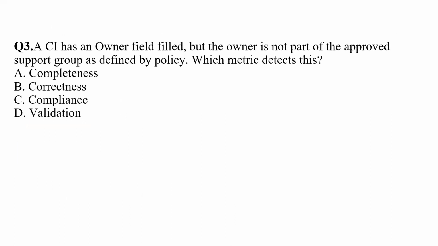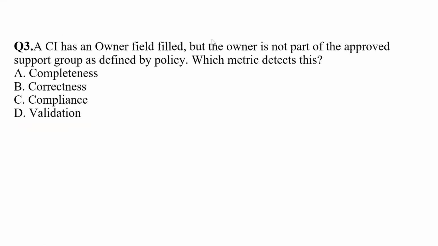Next question. A CI has the owner field filled, but the owner is not part of the approved support group as defined by policy. Which metric detects this? Option A, completeness. Option B, correctness. Option C, compliance. Option D, validation. If you face any tough questions, please read once or twice again. That's not an issue. By reading, we can understand the question, and then we can easily answer it.